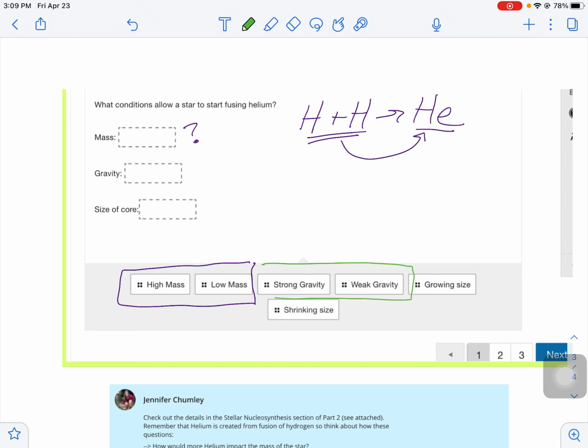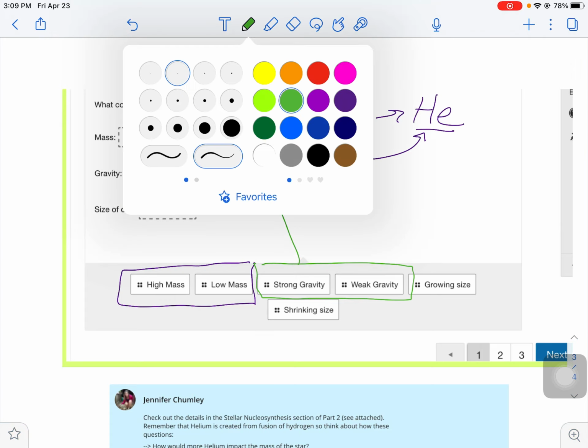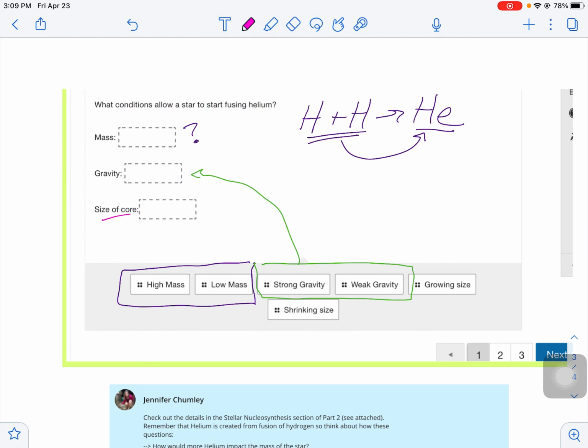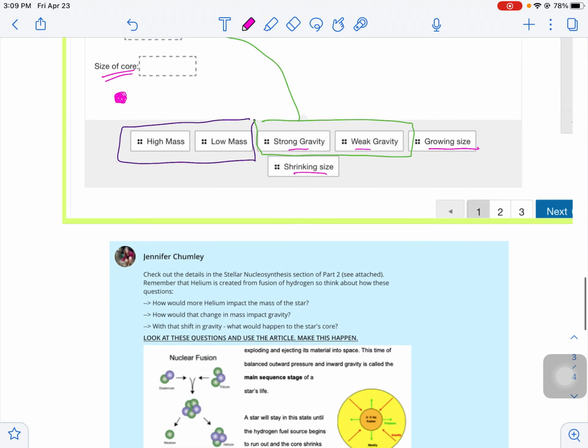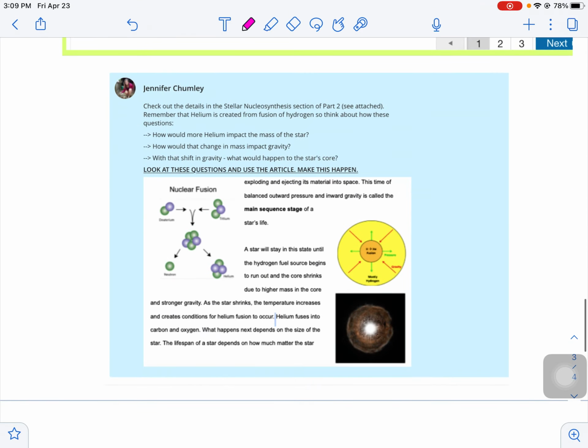Then, if the mass is changing in that way, what will the force of gravity be like because of that change in mass? Okay? And then the third part is what's going to happen to the core of the star, the middle, if gravity is having that change. Will the star's middle grow in size due to that change in gravity, or shrink in size? And if you're still not sure, this is where you want to be looking.